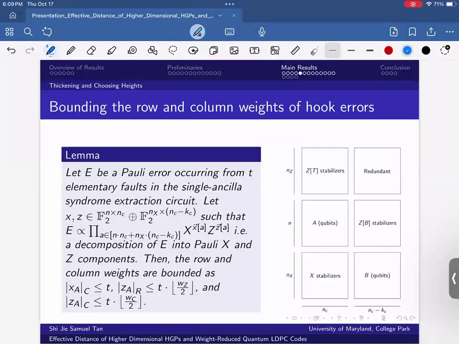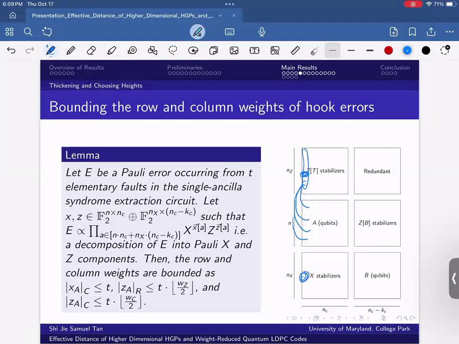This lemma is really long, but all I'm trying to say is that a Z stabilizer in the original code can only, let's say you use a single ancilla measurement schedule, and an error happens on the ancillas. This particular Z stabilizer generator only acts on qubits in this column. So the column weight of the error is at most 1 column.